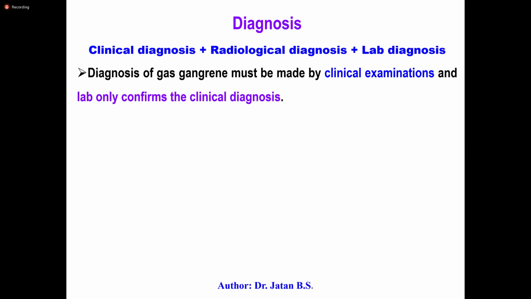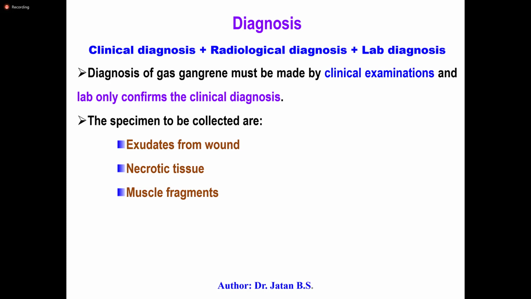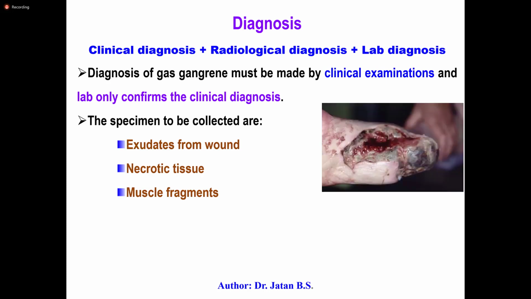See, the main diagnosis is by clinical diagnosis. When you look at the lesion of the patient, when you feel the lesion of the patient, then you can diagnose very easily. Lab diagnosis is only for confirmation. The best diagnosis is clinical diagnosis in this case, and radiological diagnosis also might support the diagnosis. So for lab diagnosis, what sample do we have to collect? We can collect the exudate.